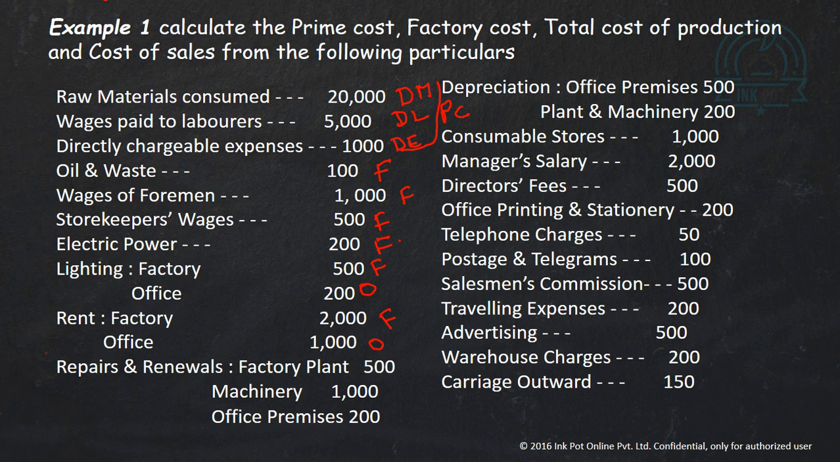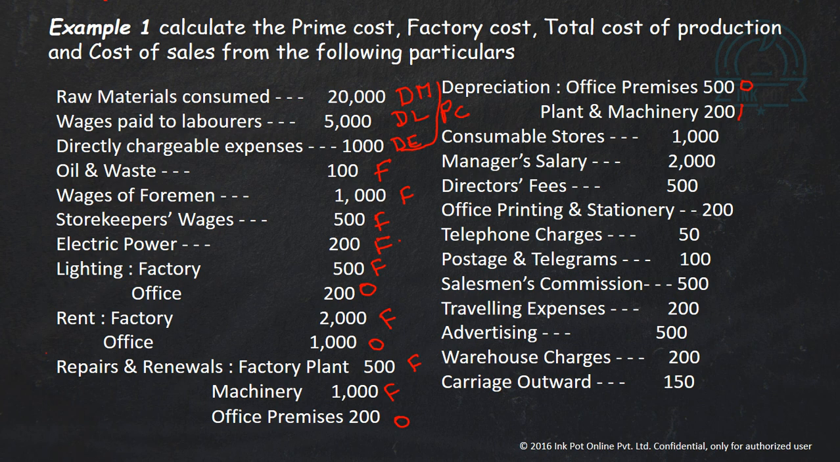Repairs, again factory plant will be shown in factory overhead. Machinery is there in factory, so it is also a factory overhead, and office premises is a office overhead, right? Now depreciation. Depreciation of office premises. So it is an office expense. Depreciation of plant and machinery.